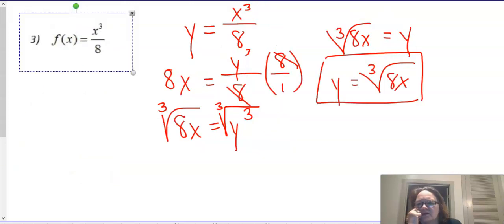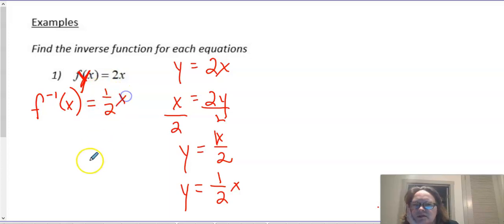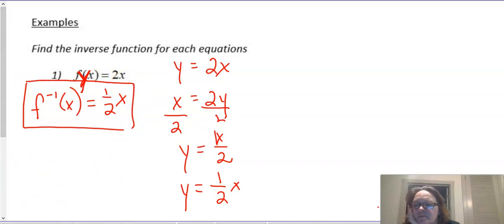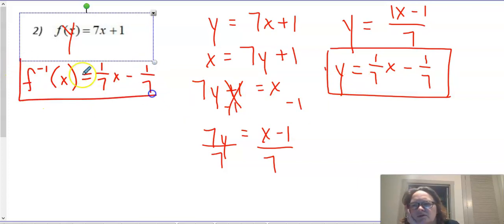There is one step that I didn't tell you to do. And that is to rewrite this instead of y. Rewrite this as, that equals 1/2 x, like that. So that's actually technically correct. I forgot that step. So let's go back through these and do that. So we have the inverse of f of x equals 1/7 x minus 1/7. So that is actually officially the correct answer there.